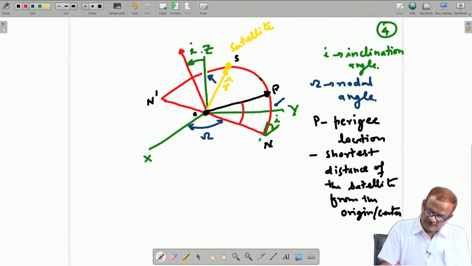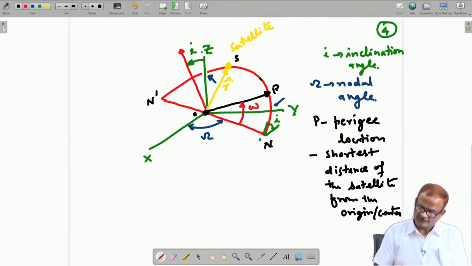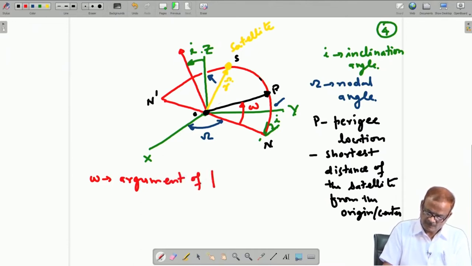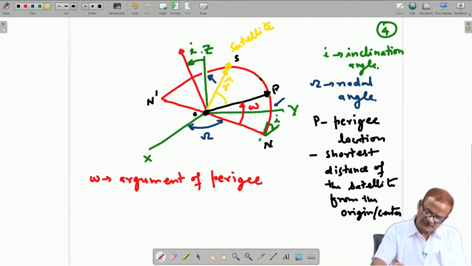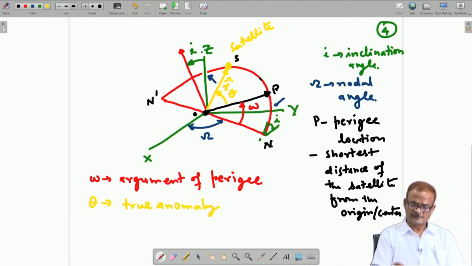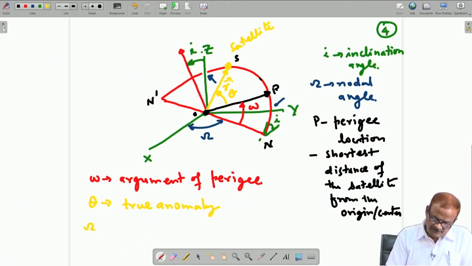So, the angle from here to here we write as small omega. Small omega we have already indicated, this is called the argument of perigee. And the angle from here to here we write as theta, and theta we have written as the true anomaly. So, here we have been able to identify a total of 4 parameters, which are capital omega, I, omega and theta.